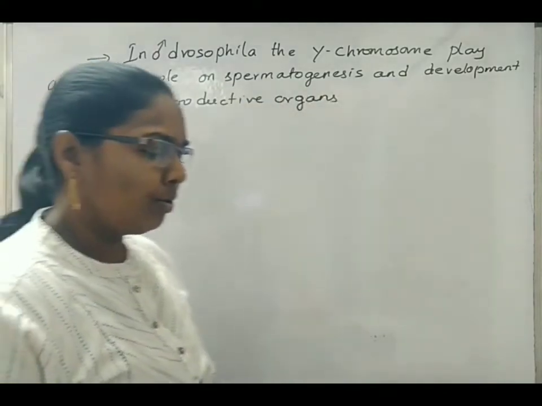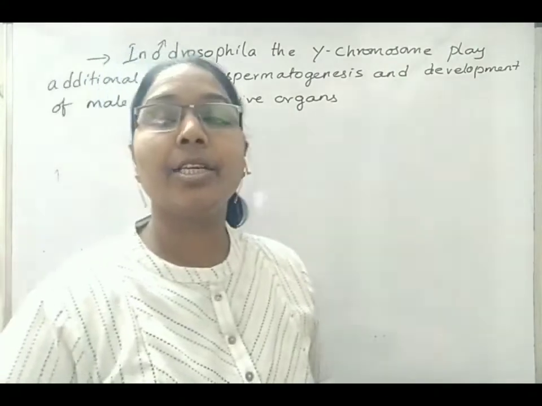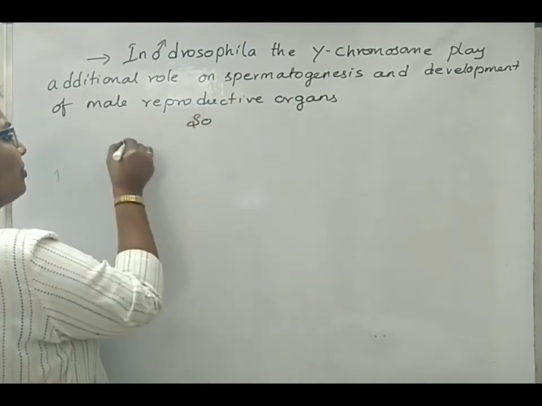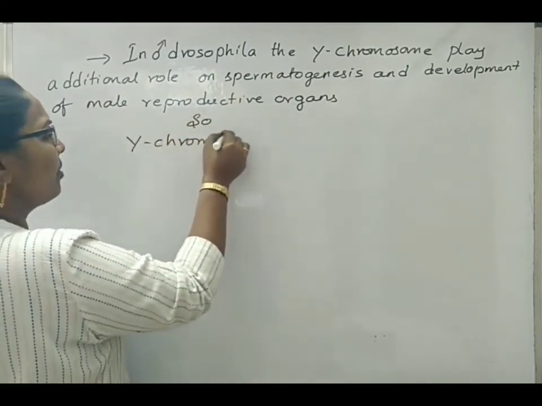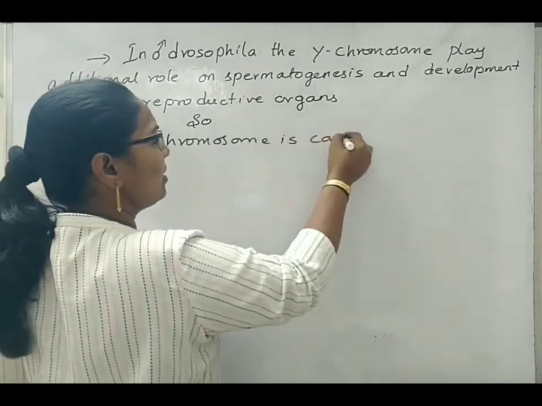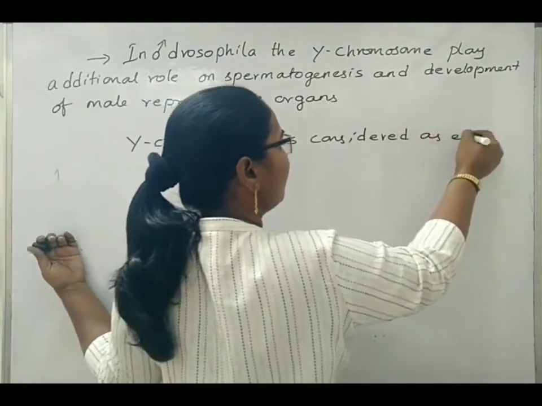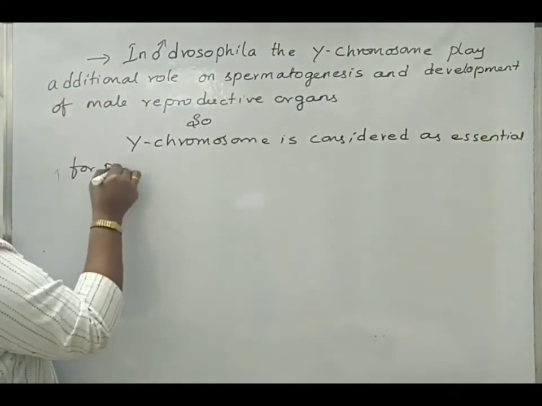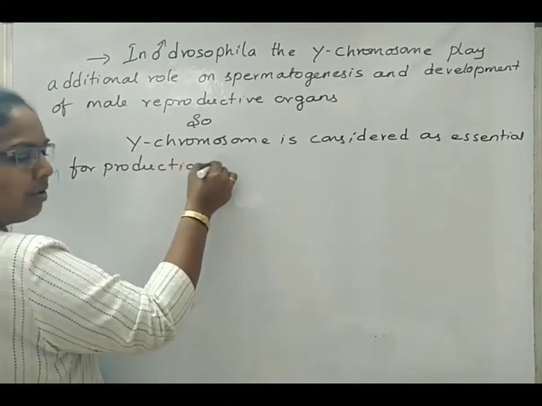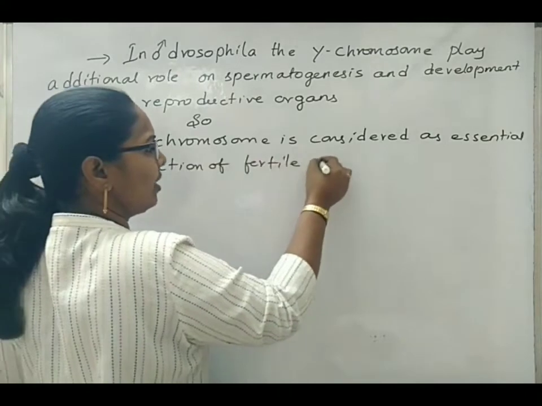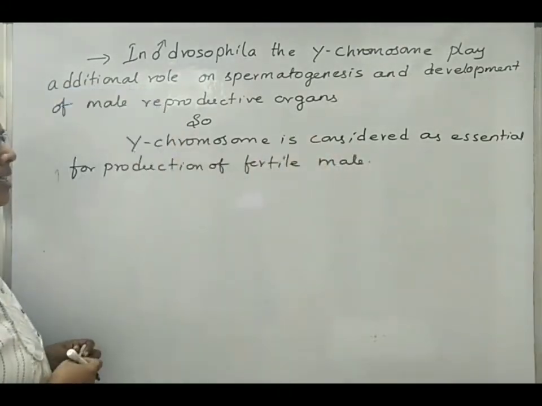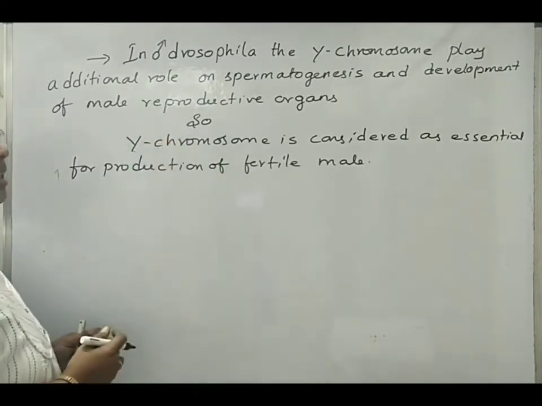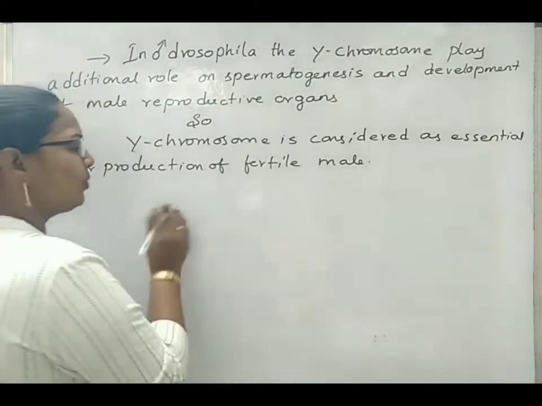Reproductive organs. So, Y chromosome is considered to be essential for production of a fertile male Drosophila. Y chromosome is considered as essential for production of a fertile male because the gene that is responsible for male fertility is located on the Y chromosome. Next, we will see the ratios.